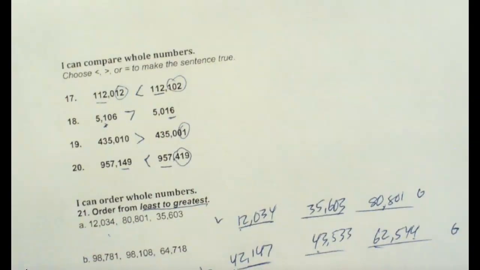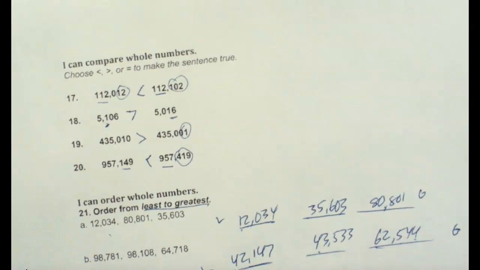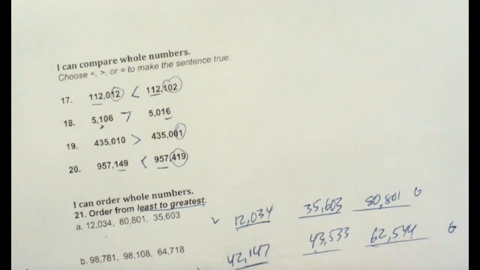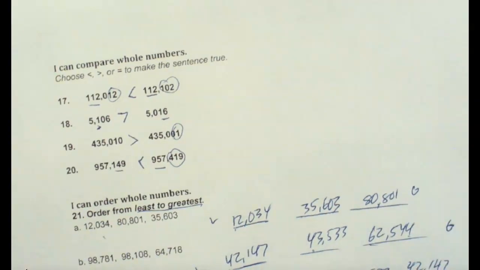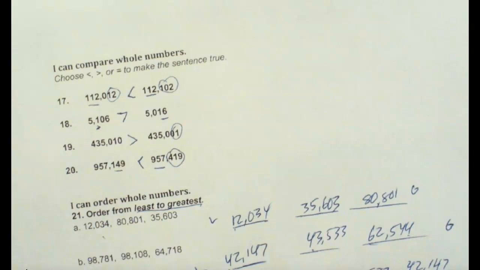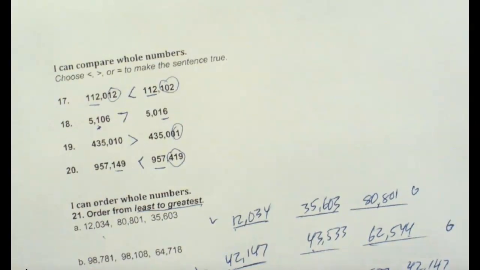Now we're ordering from greatest to least. So greatest to least, the greatest would be 62,544. The smallest would be 42,147, and then this 43,000 would fit in the middle. Okay, the greatest down here is 68,000, and the least is 26,000. And then the 32,000 is in the middle.